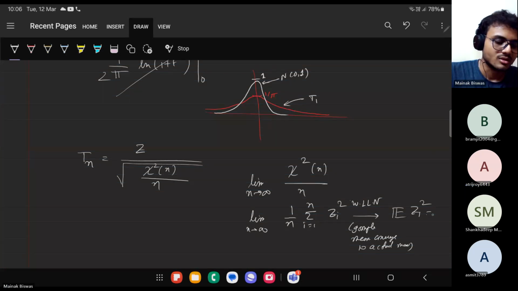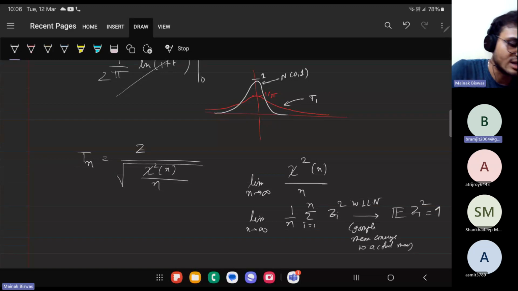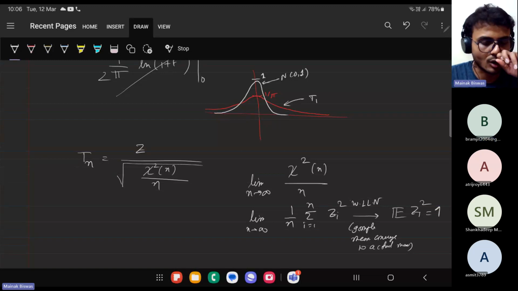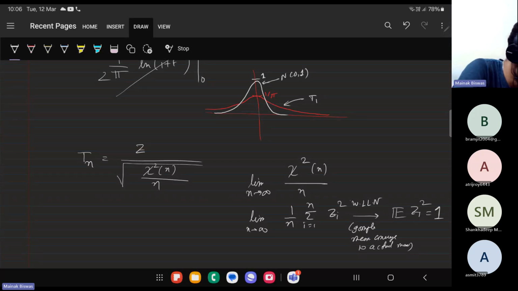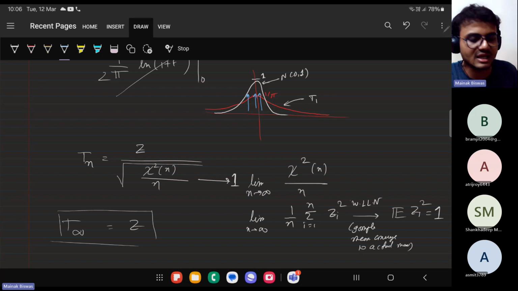We found this is nothing but 1, the variance of a normal, or the expected value of a chi-square 1. We found it already. So it's 1. So this denominator has to go to 1 as n tends to infinity. Therefore, t infinity is nothing but z. So you see why this goes upwards to normal. So the student t distribution you'll see in the tests next day. When n becomes larger, you can use the z distribution directly instead of student t distribution.